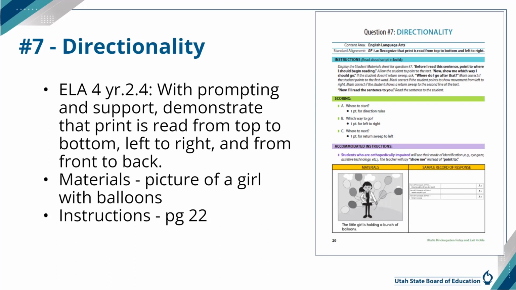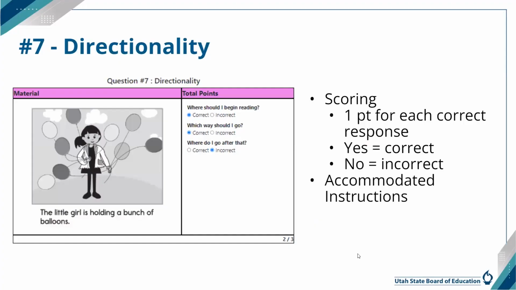On the paper scoring, it just has the 3 parts to it, and you just indicate, was that correct? Yes, a 1 point, incorrect, 0 points. And then online, it's the same type of thing. You indicate correct was yes, they were able to do it. Incorrect was no, they were not able to do it.